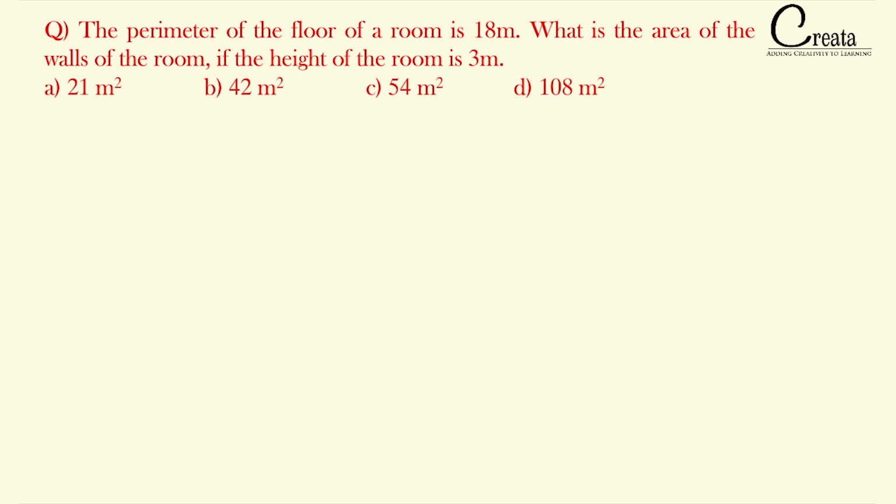Let's approach the question. We will go step by step. Our first step is to observe the question. Let's observe and visualize this question. The question is talking about a room. The perimeter of the floor is given as 18 meter.